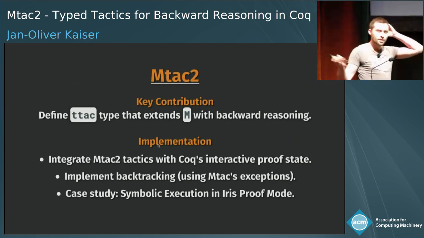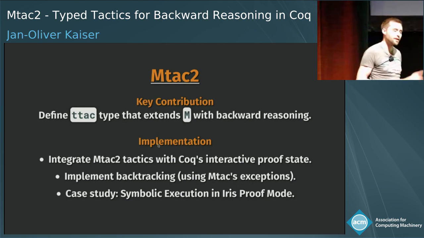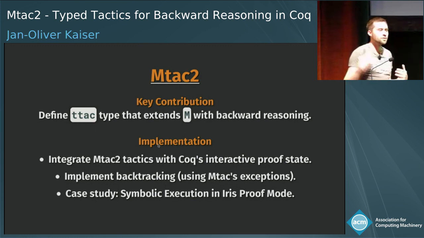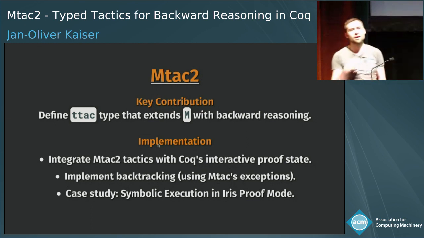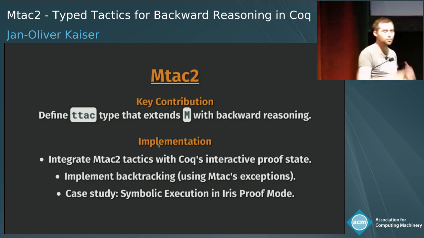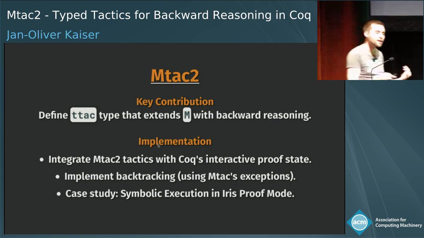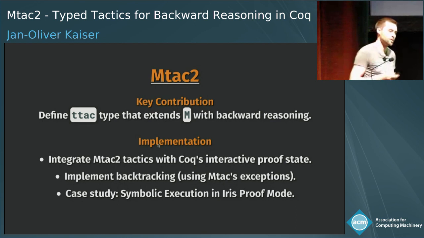Mtac2 is the first tactic language to support typed backward reasoning in Coq. The key contribution of Mtac2 is to define yet another monad that extends Mtac's monad M with backward reasoning. On the implementation side, we've of course had to teach Coq how to integrate these tactics with its own proof state. We had to implement backtracking, in this case using the exceptions that Mtac already had. And then we've taken this WP pure example that I've shown you earlier and ported that to Mtac2 without really changing anything else in the Iris proof mode development.